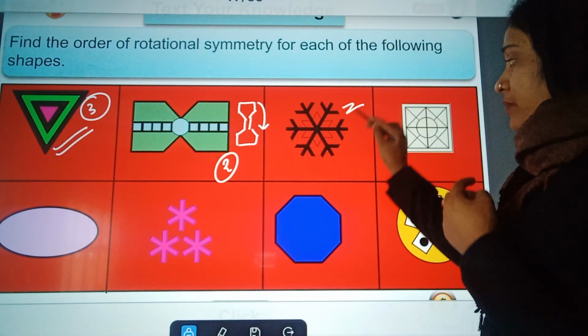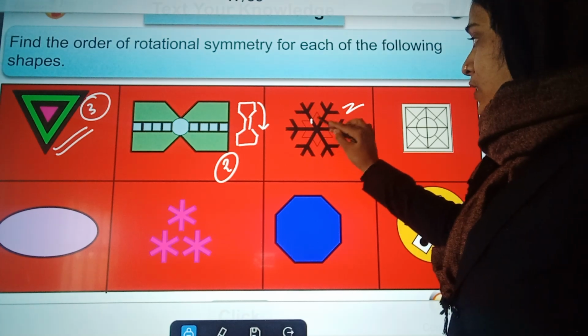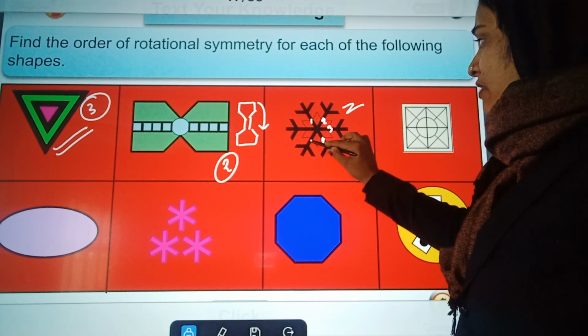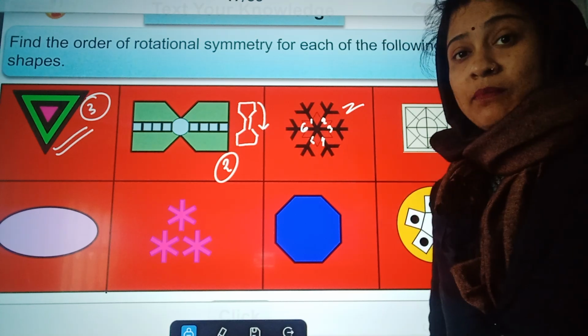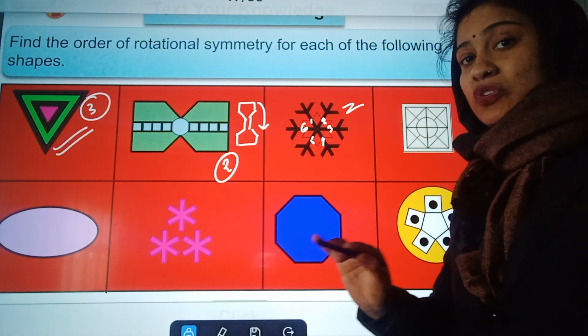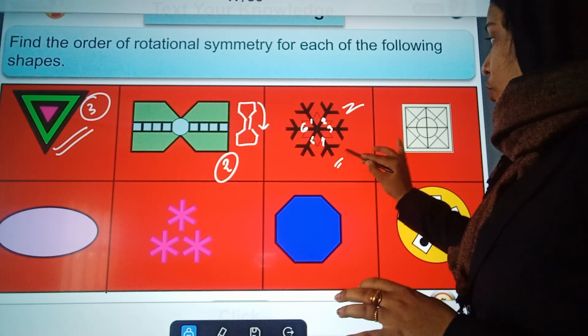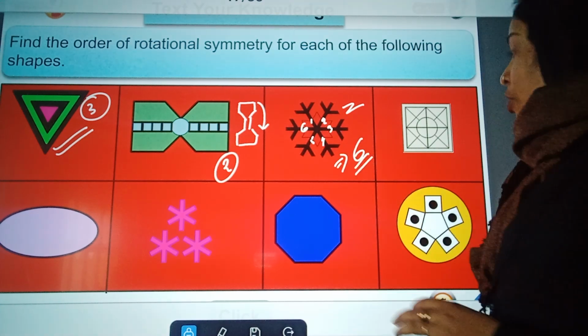Look at this figure. Here, how many leaflets? 1, 2, 3, 4, 5, 6. And they are all the same. So, if I rotate it by 6 particular angles, we will get it the same. So, the order of rotation is 6.